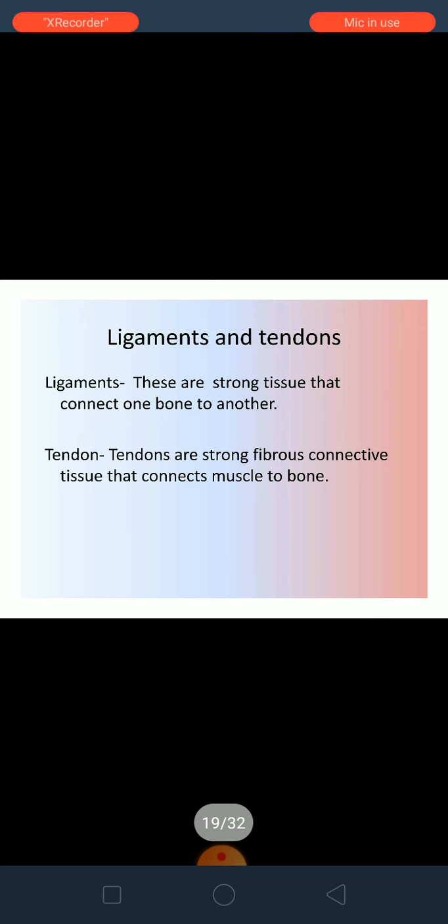There are two more terms, ligaments and tendons. The strong tissue that connects one bone to another is called a ligament. That means bones are joined by strong tissue called a ligament, and tendons are the strong fibrous tissue that connects muscles to the bones.